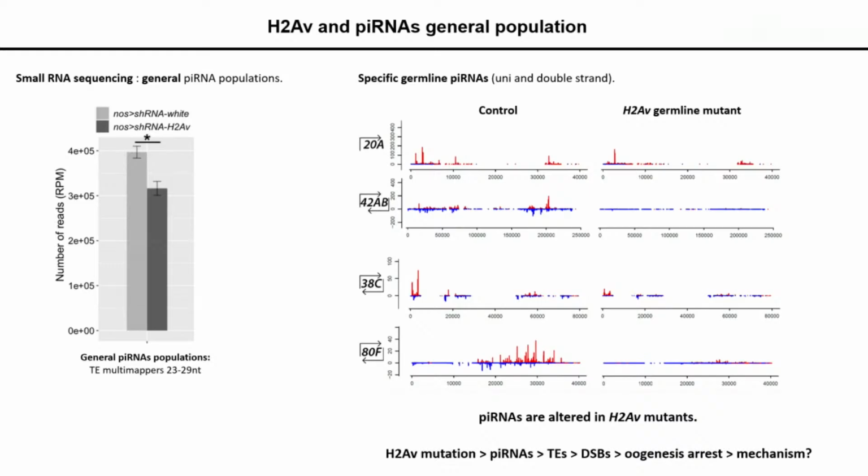However, if you look at this figure here on the right, when we study the specific germline clusters, first the uni-strand 20A, you can see that it's not very much altered in the H2AV germline mutant. However, the three main dual-strand piRNA clusters, 42AB, 38C, and ATF, are severely affected in the H2AV germline mutants. So altogether, we've shown that H2AV mutation leads to a downregulation of piRNAs, the upregulation of transposable elements, leading to DSBs and oogenesis arrest. So which could be the mechanism of this arrest?